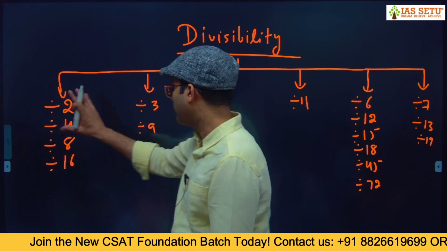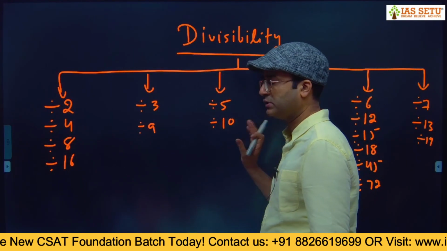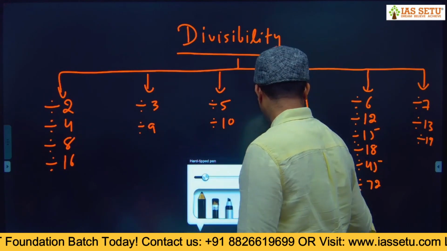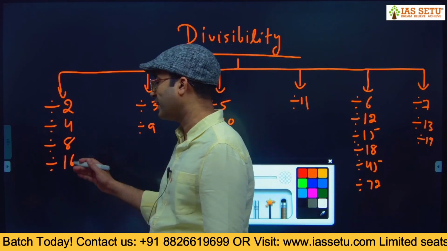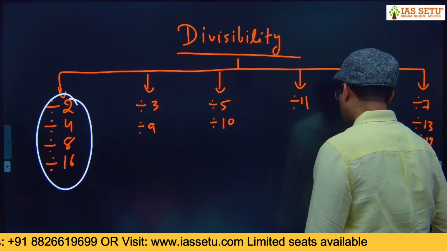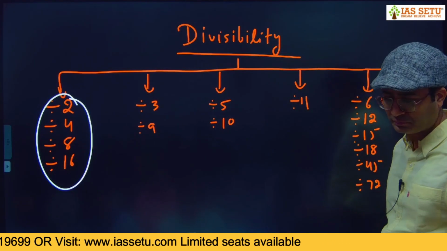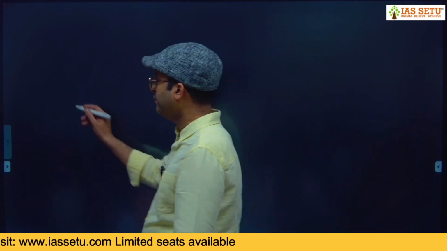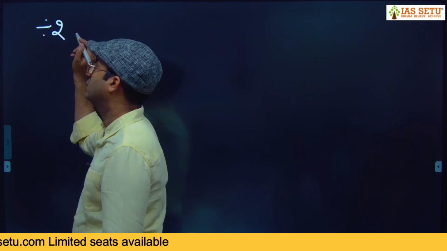Okay, so here we will do it in this fashion. First we start with divisibility of 2, 4, 8, 16, 32, this type of numbers. I start with divisibility of 2. And it is very easy. I think all of you know what is the rule for divisibility of 2.